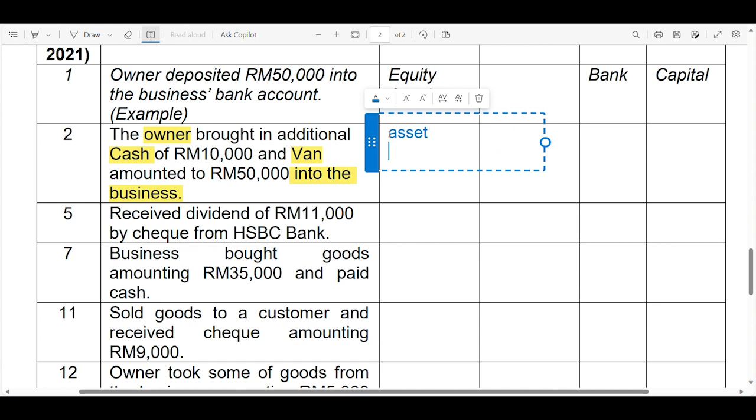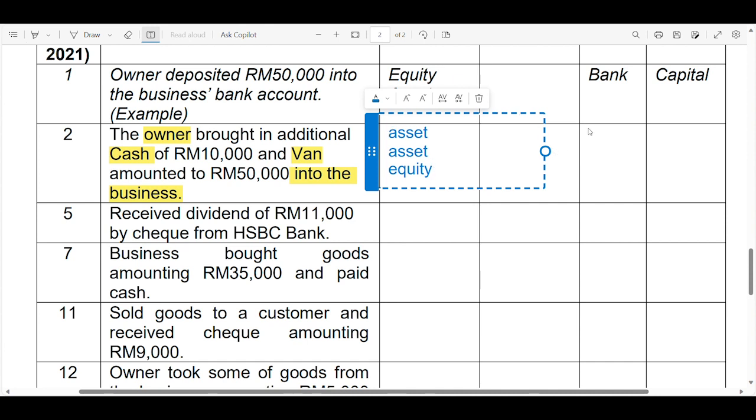And then what happened when the business received van? Increase in the business asset. So where did the business obtain or acquire this asset? From the owner who brought in this asset into the business. So at the same time, we also have to record the equity. When the owner brought assets into the business, this will also result in an increase in equity of the owner.